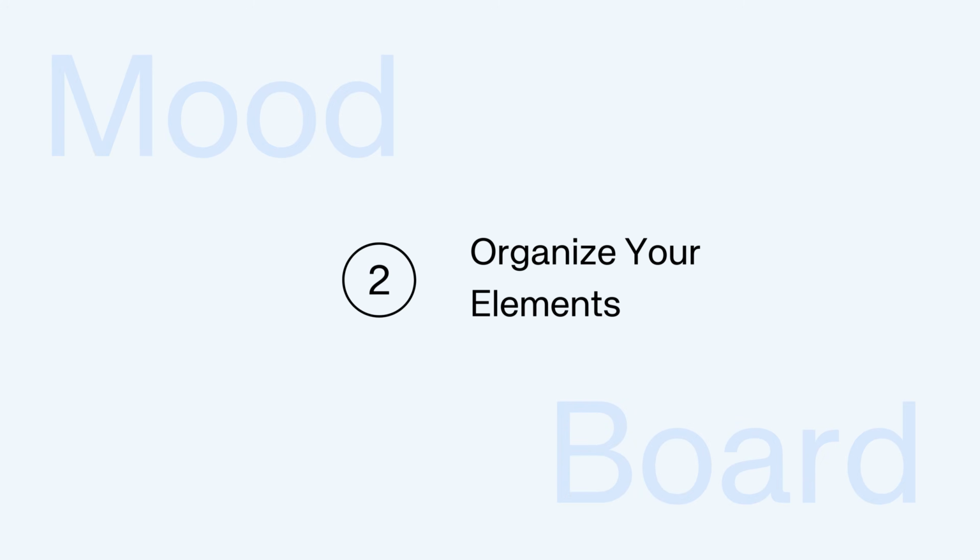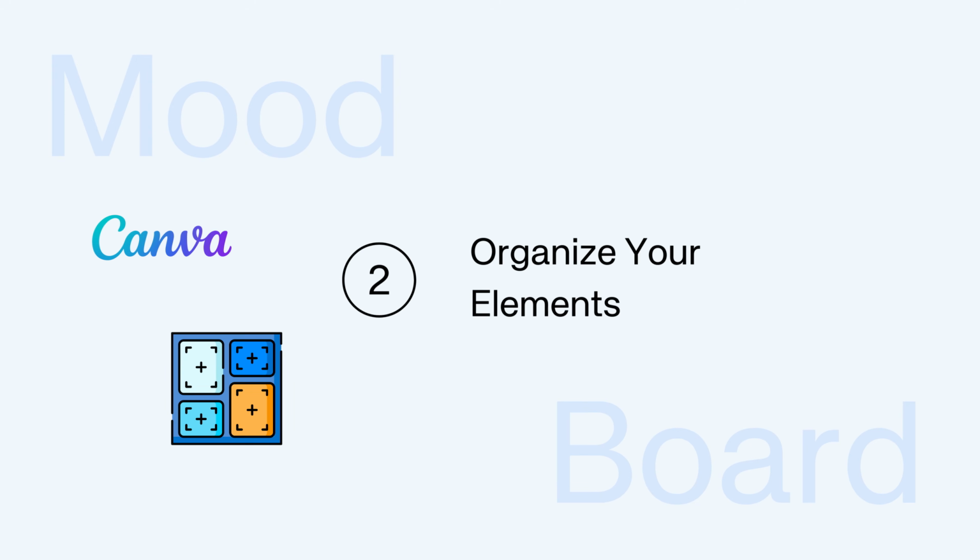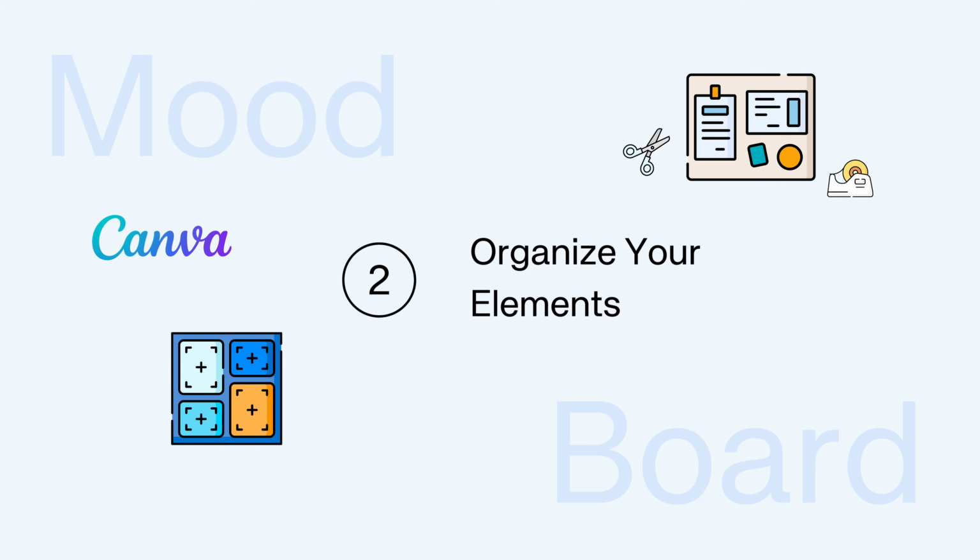Number 2, organize your elements. Once you have gathered your visual elements, the next step is to organize them in a way that makes sense to you. You can create digital mood boards using tools like Canva, or make a physical one by cutting and pasting elements onto a board. I like to create all my mood boards in Figma. Organizing your elements helps you see how different visuals work together and ensures a cohesive look.